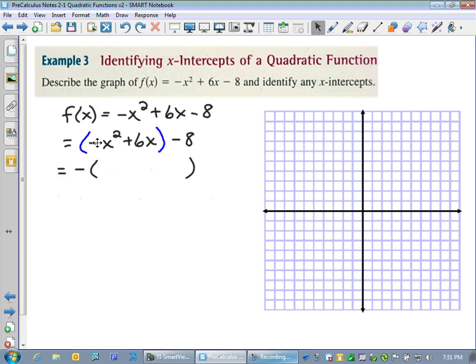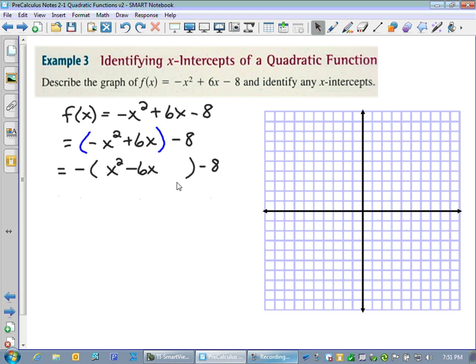Now, that's all we have here. We just have the negative sign, so we're going to factor out the negative sign, which is really negative 1. And when we factor out the negative, the negative x squared becomes a positive x squared. The positive 6x becomes a negative 6x. I leave a little room to complete the square, and then don't forget we still have that minus 8 on the outside.